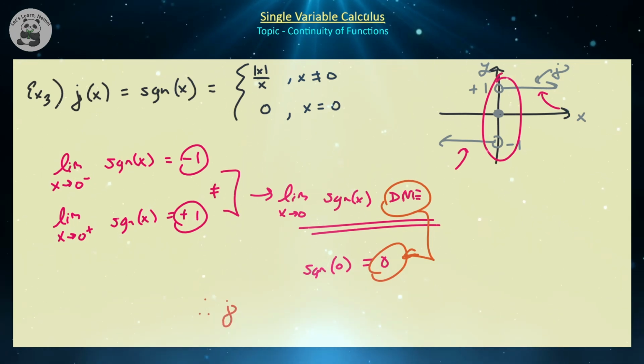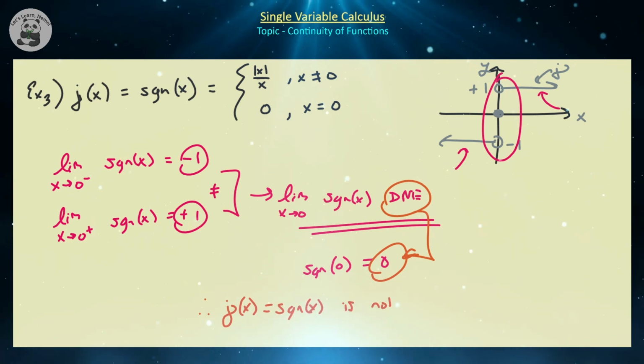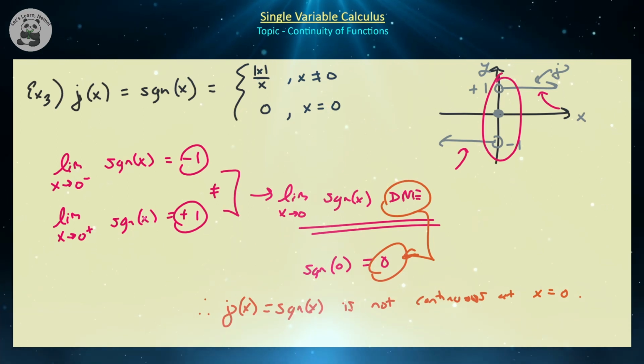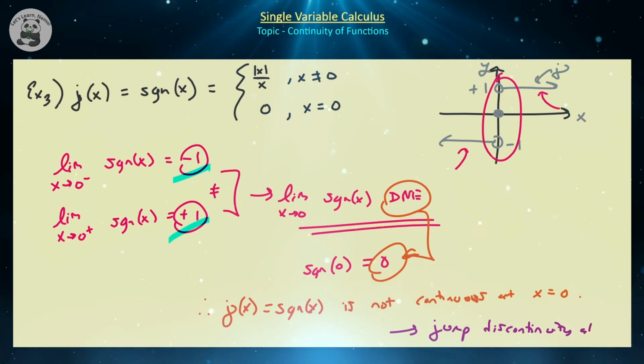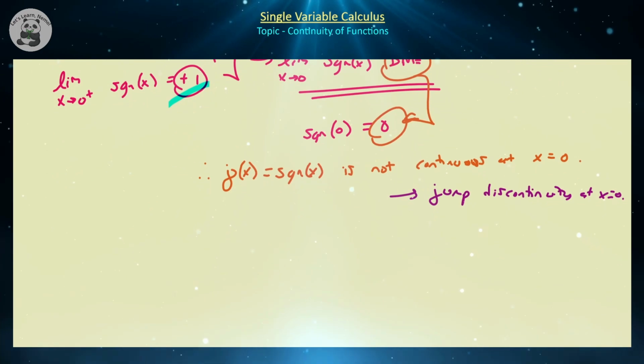Therefore, we see that the function j of x, which is actually just the sine function, is not continuous at x equals 0. And if it's not continuous, you should be able to say what kind of discontinuity it has. We see that the left-hand limit and the right-hand limit are not equal to each other. Therefore, you can say that it has a jump discontinuity at x equals 0, but we clearly see that 0 is the only point in its domain where it has some issues.